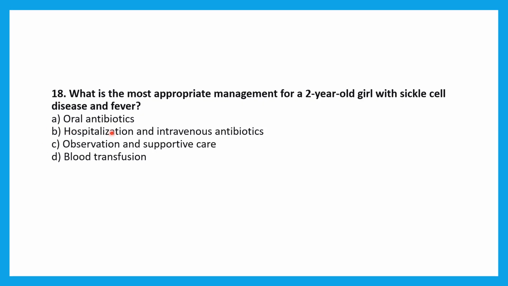A, oral antibiotics. B, hospitalization and intravenous antibiotics. C, observation and supportive care. D, blood transfusion. What is the most appropriate management for a 2-year-old girl with sickle cell disease and fever? Before you shout out the correct answer, children with sickle cell disease are functionally asplenic. That we must know from your books and lecture slides.